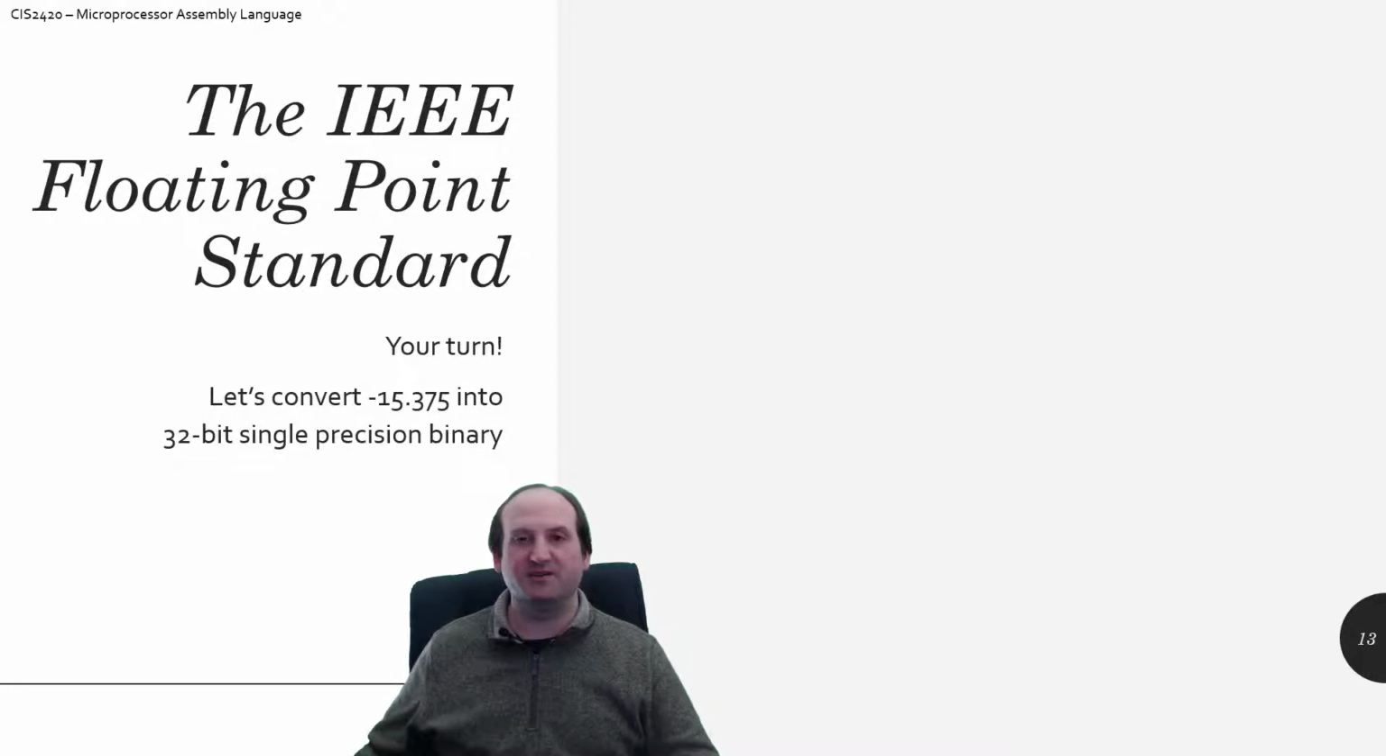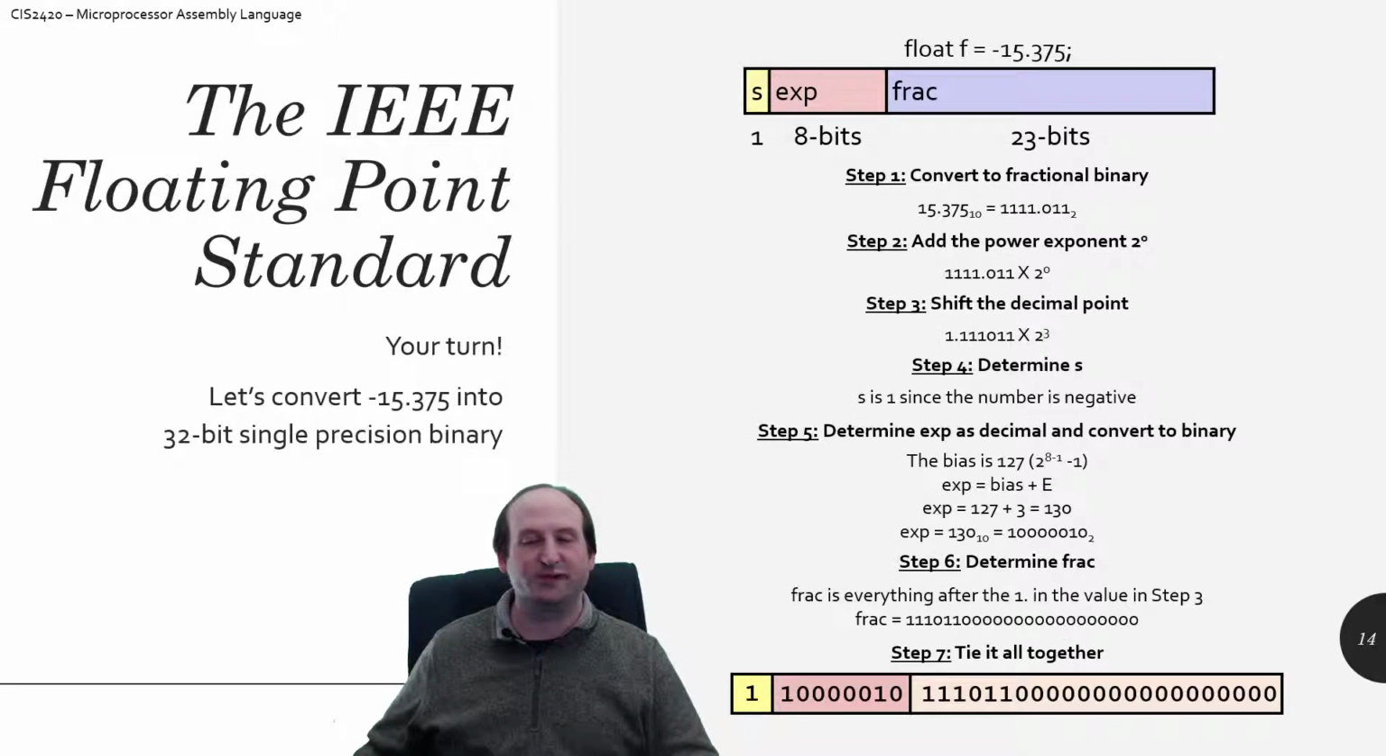Here is your turn, so please take a couple of minutes to think this out and write it out. How would you convert negative 15.375 into an IEEE standard 32-bit single precision binary number? The steps will always be the same no matter what problem you're solving.